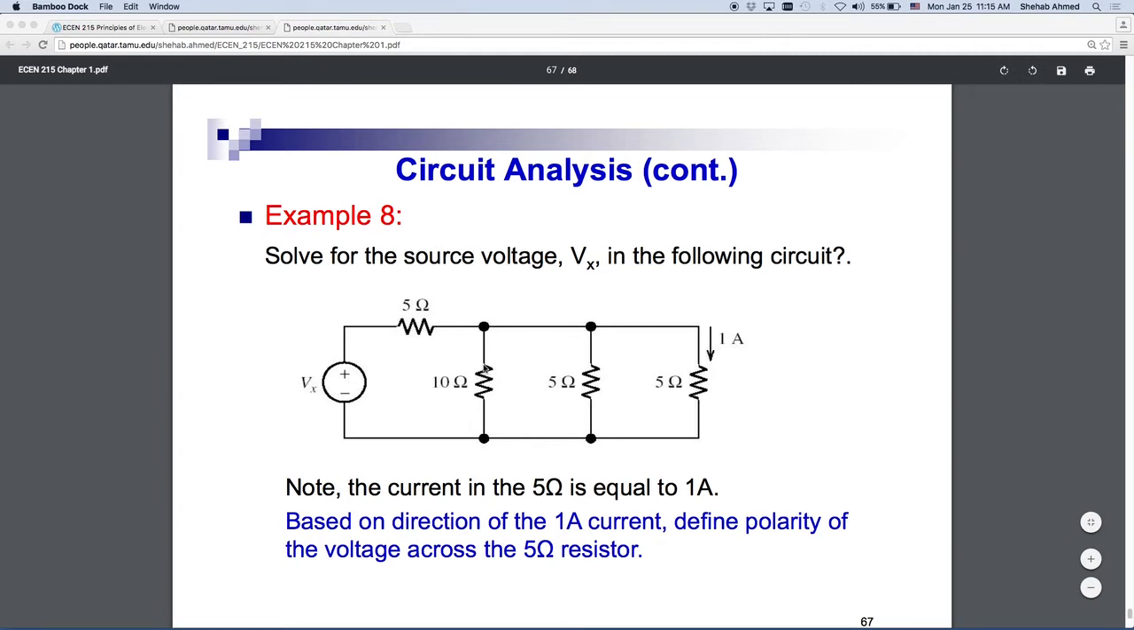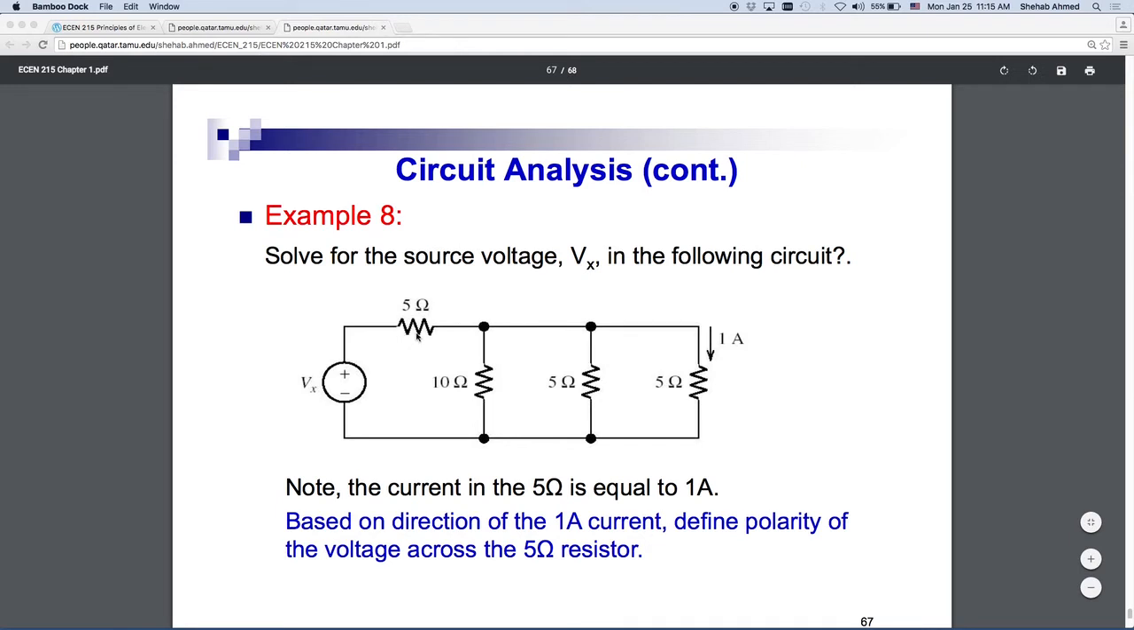V equals IR, so I is equal to V over R, right? Half here, and then 1 here, and then 1 here. So this current is coming out, this current is coming out, this current is coming out. All of these are coming out of this node.